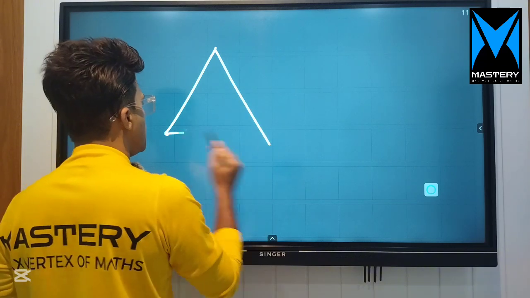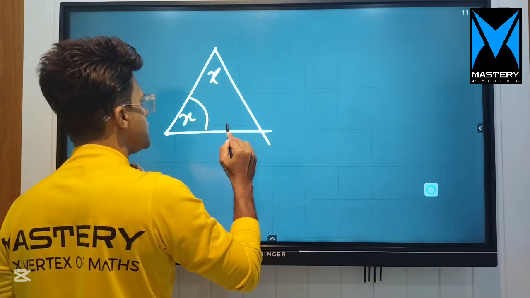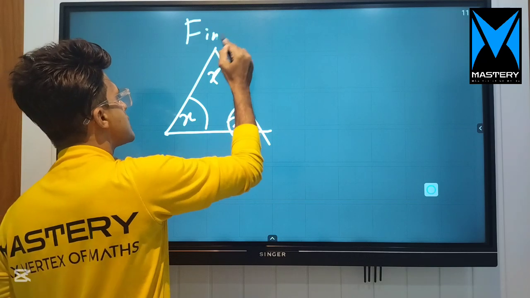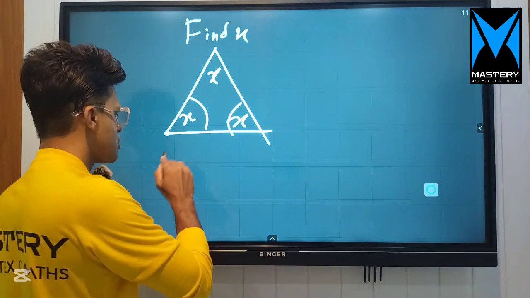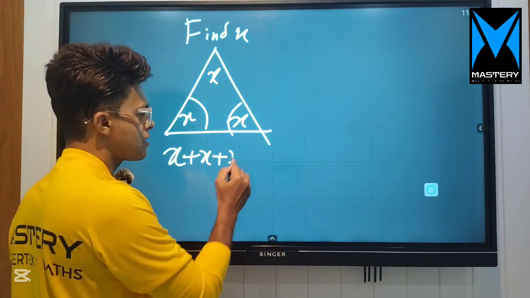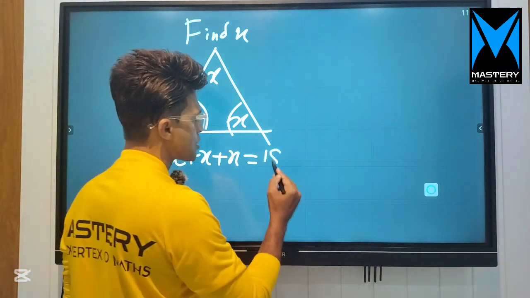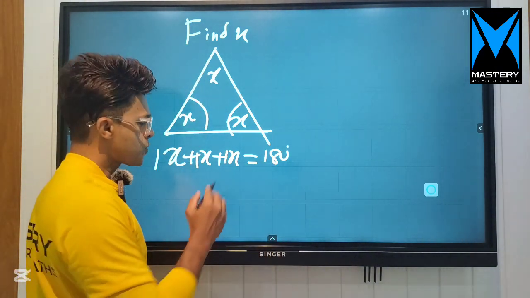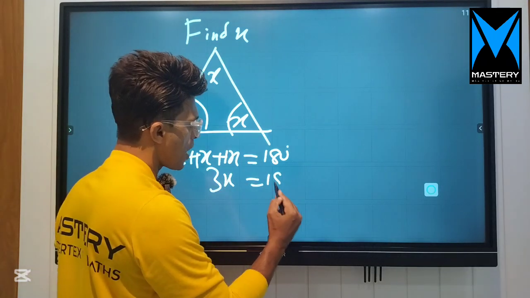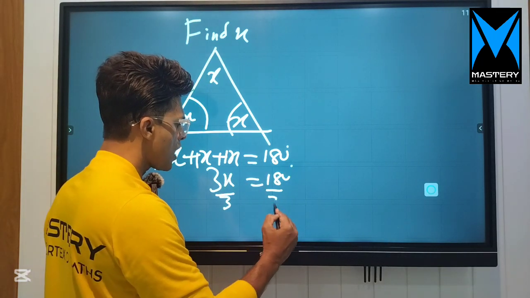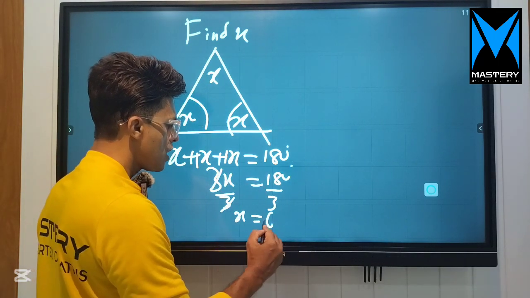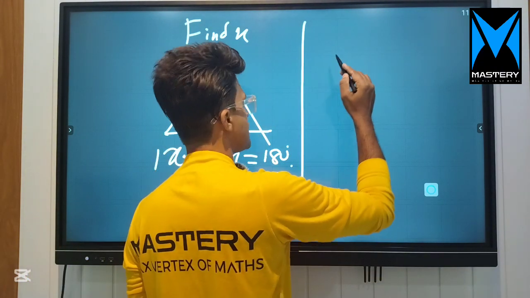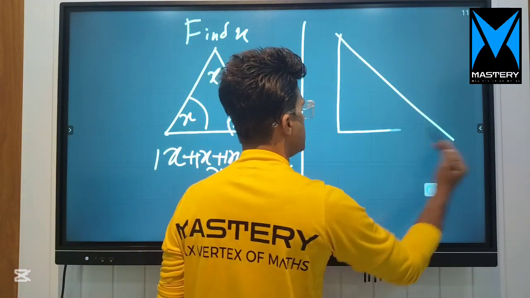Here this is x, this is x, this is x. We can calculate the value of x by setting up an equation: x plus x plus x equals 180 degrees. So 1x plus 1x is 2x, plus 1x is 3x. 3x equals 180 degrees. Dividing both sides by 3, we get the value of x, 60 degrees.